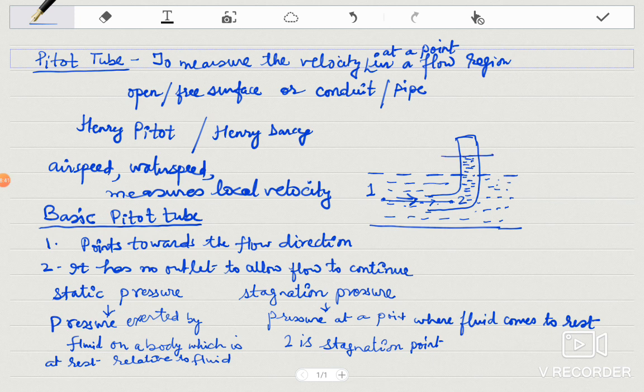Suppose it rises up to this level. So I can say that point 1 is at height h1. Point 2 is also at height h2, which is naturally h1 equal to h2. And the level of height in this tube is h.